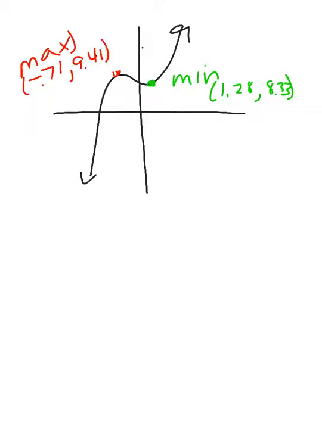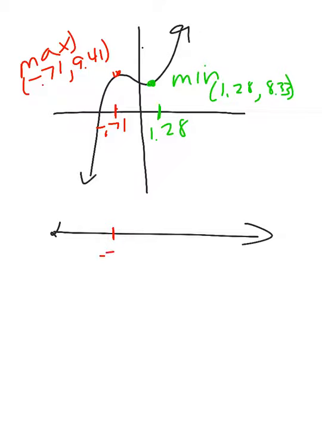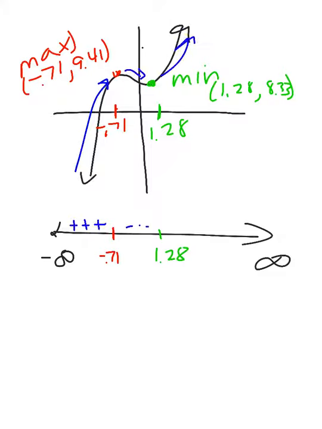Okay, so what I want is my x value. My x value here is negative 0.71, and my x value here is 1.28. So underneath it, graph it. So I have negative 0.71 and 1.28. And then this goes to infinity, negative infinity. So here it's increasing. Here it's decreasing. And here it's increasing again.